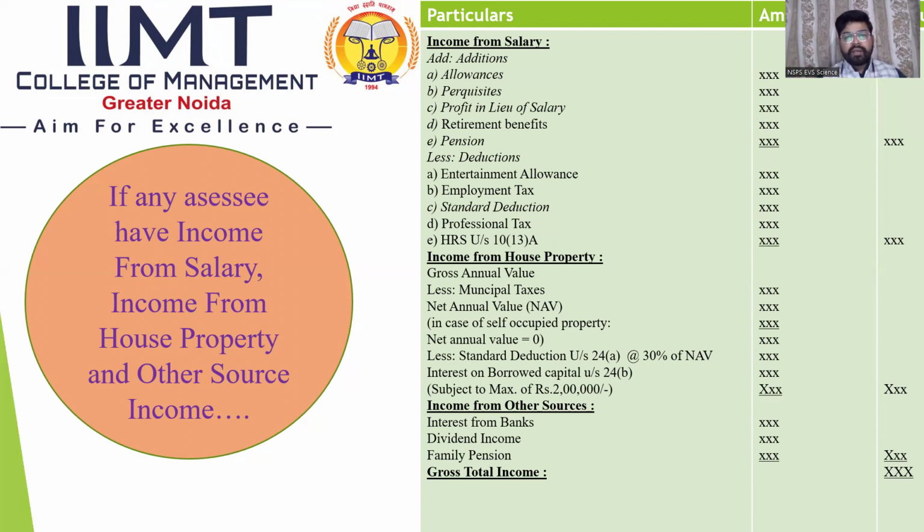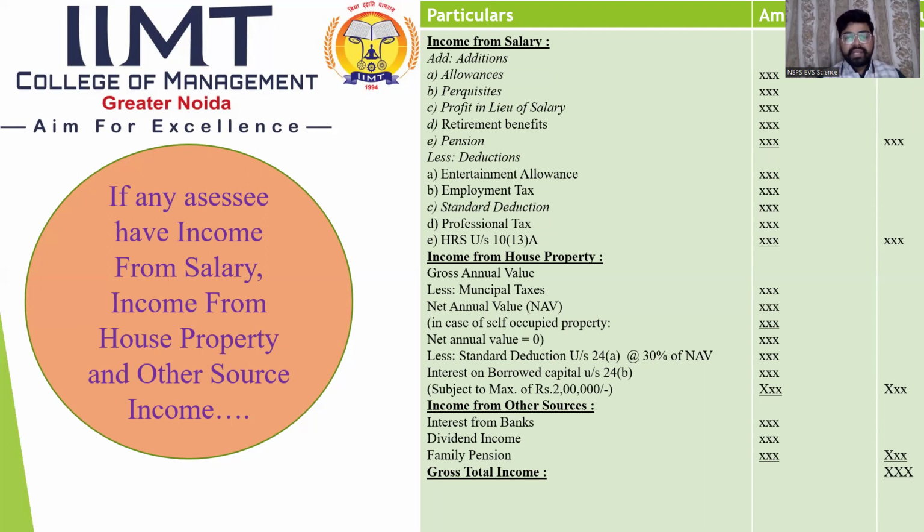Income from salary is calculated first with the allowances received by the person, in addition to the basic salary or the dearness allowance, that is DA. Second is perquisites. If any employee receives any perquisite from the employer, it is taxable under the head salary. Third is profit in lieu of salary. If any employer gives profit in lieu of salary to the employee, it is also added to the income from salary. Fourth is retirement benefits. If any person receives a retirement benefit after retirement from the company, it is also added in the income from salary. Fifth is pension. If any person receives a pension from an employer on retirement, or a dependent person receives a pension from the employer, that is also calculated under the head salary.